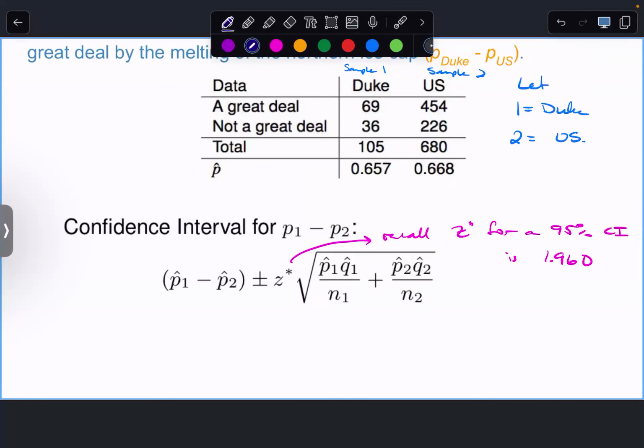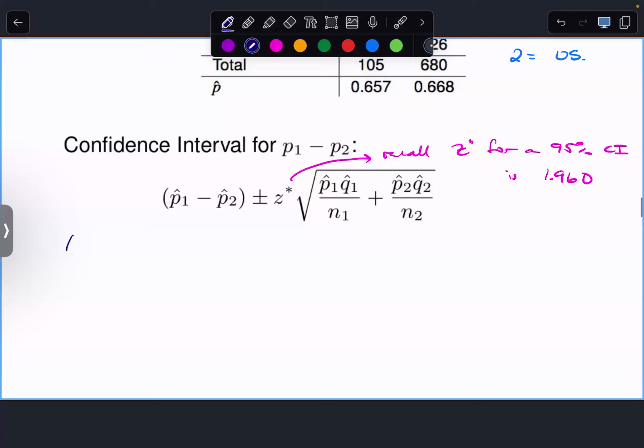P1 hat is 0.657 and P2 hat is 0.668. So from there, we basically have all the information that we need, and we can just plug and chug at this point, right? 0.657 minus 0.668. This is going to yield a negative number, right? Because the second value is larger than the first. If I had swapped the groups, then I would get a positive value, but the distance between them is the same, so it doesn't matter as long as you're consistent with your group 1 and group 2. You don't want to be bouncing around, but it doesn't matter, okay?